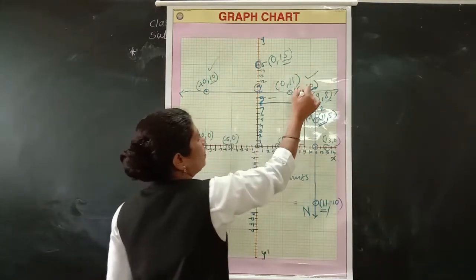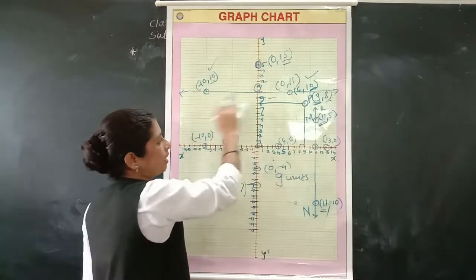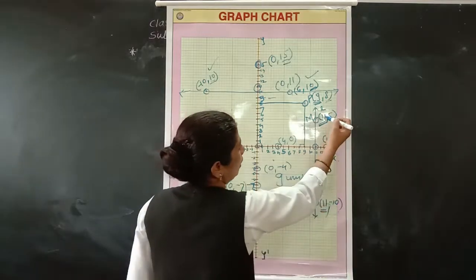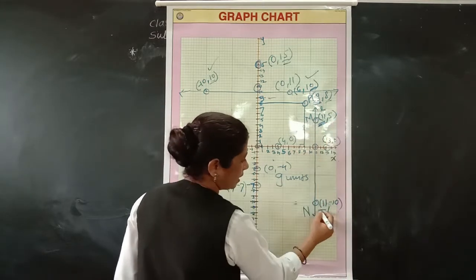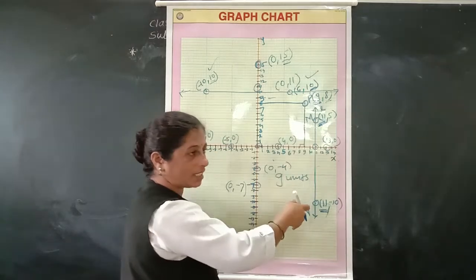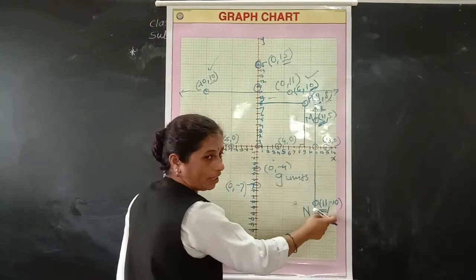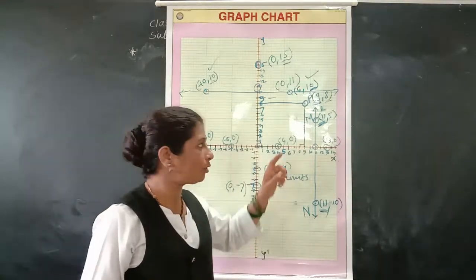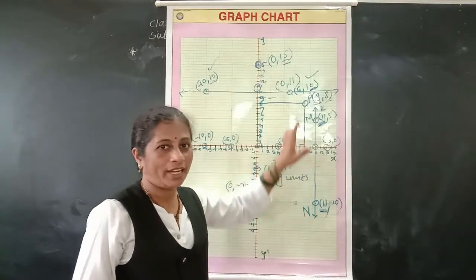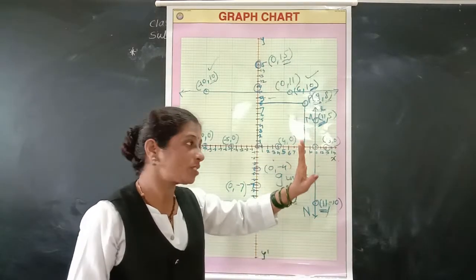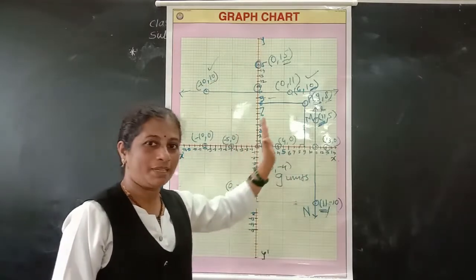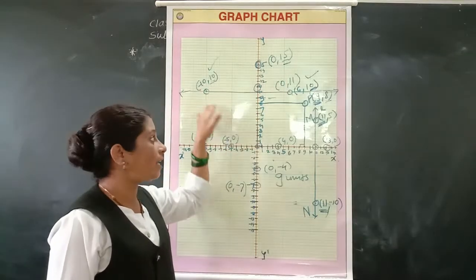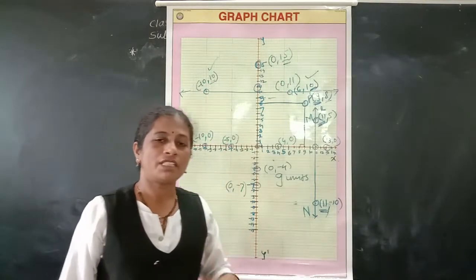Ordinate same but abscissa different, then the line is parallel to which axis? X-axis. And the inverse: if the abscissa is the same and the ordinate is different, then that line is parallel to the y-axis. So we have to remember only this. Abscissa means x. If the x values are the same, the line is parallel to the y-axis, and if the y values are the same, then the line is parallel to the x-axis. Understood? Now I will see the next example.